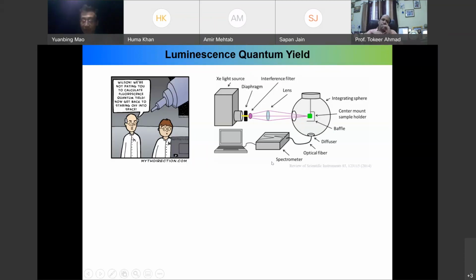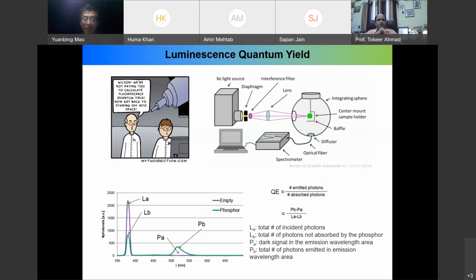So in this process, there are a few things we need to understand. Here we measure the emitted photons. This part you detect is related to the absorbed photons. So the quantum yield is basically the number of emitted photons divided by the number of absorbed photons. So how do we get the number of emitted photons?